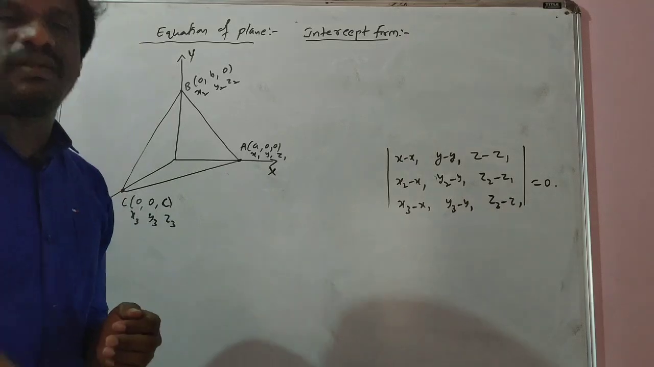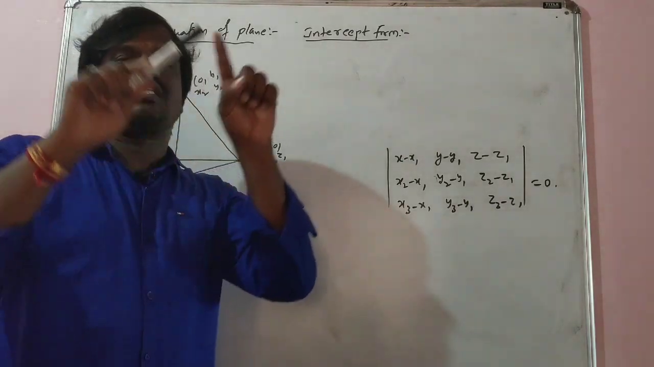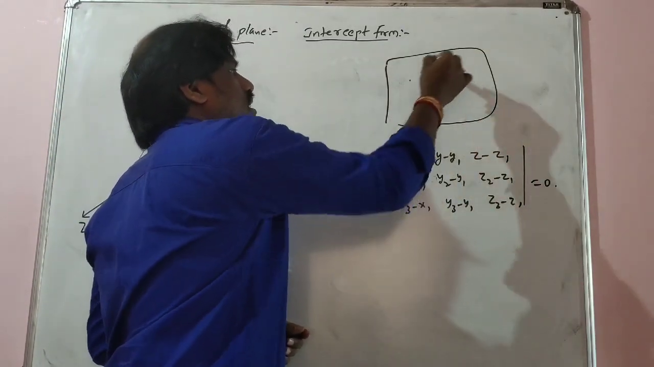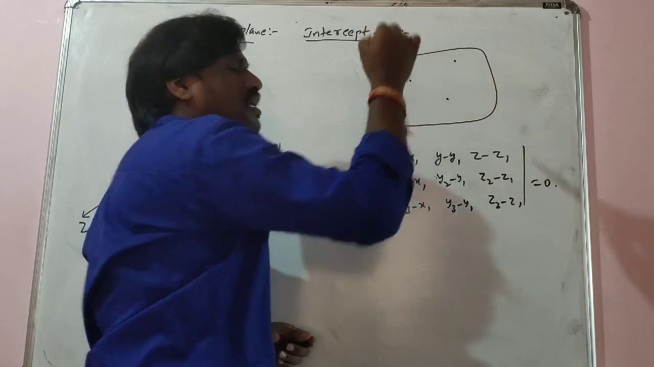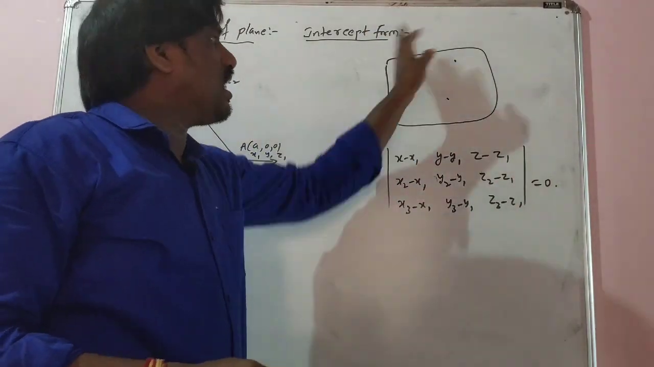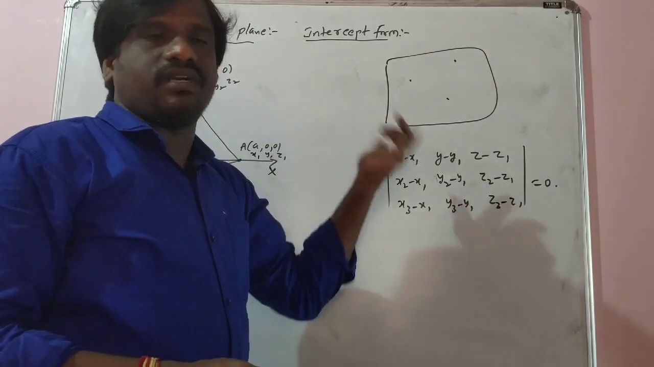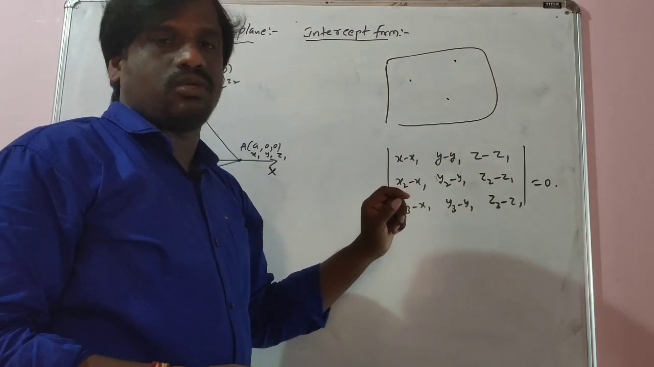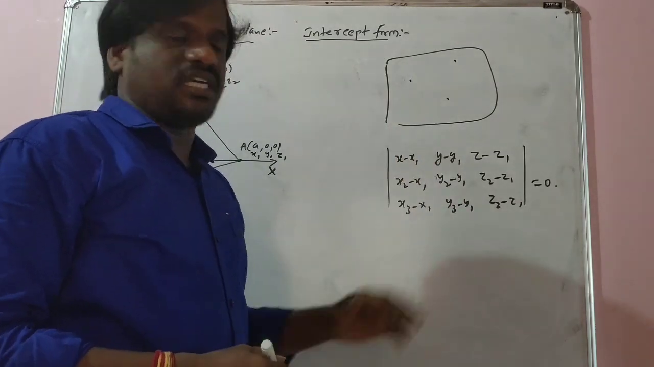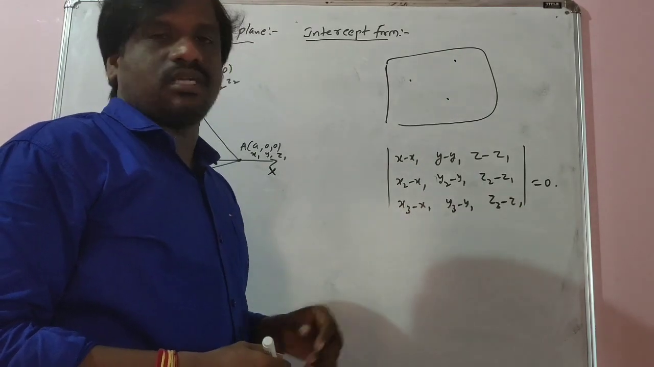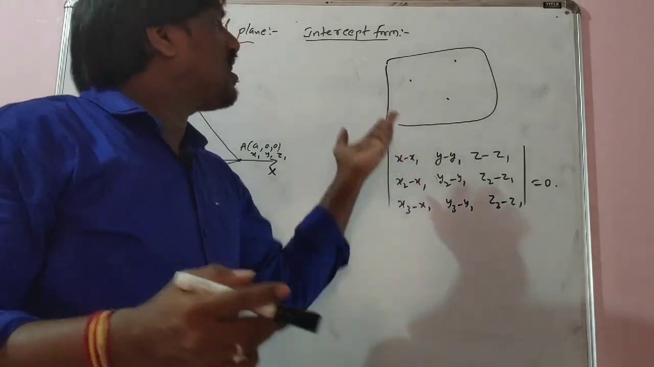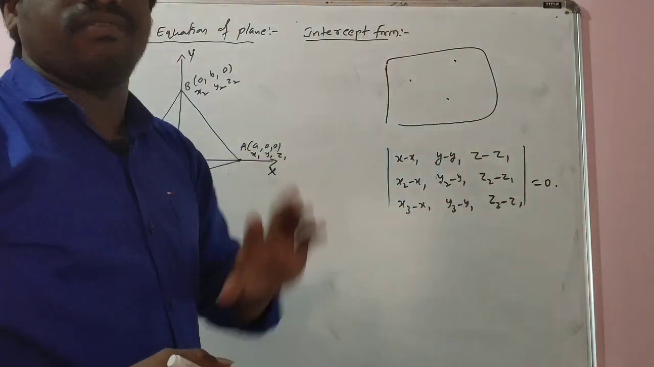As I explained in the previous lecture, if in a space, in a plane, 3 points are given, how to find the equation of the plane? The equation is the determinant of x minus x1, y minus y1, z minus z1; x2 minus x1, y2 minus y1, z2 minus z1; x3 minus x1, y3 minus y1, z3 minus z1, equal to 0. This is the equation of the plane in space when 3 points are given.